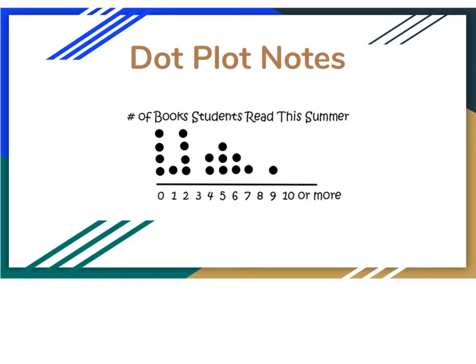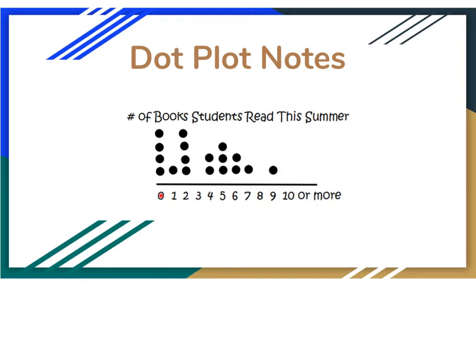Hey guys, we are learning about dot plots. So first, this is a picture of a dot plot. I just want to make sure we kind of remember the different parts. So they will generally give you a title. So this dot plot is about the number of books students read this summer.